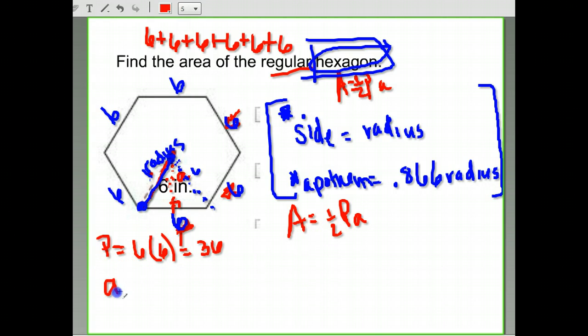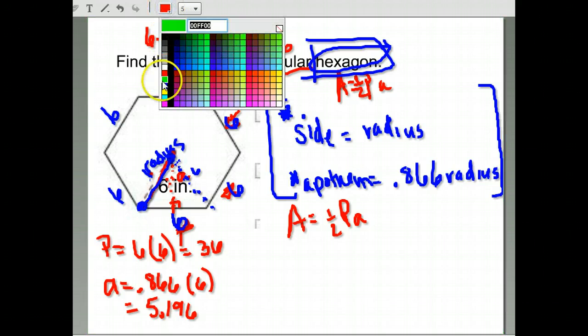We also need our apothem. So we talked about a formula we can use for that: the apothem is going to be equal to 0.866 times the radius, which in this case was 6. So we just take 0.866 times 6 and I get 5.196. I'm going to leave all of those decimals there because the more you round, the further you get from the exact answer.